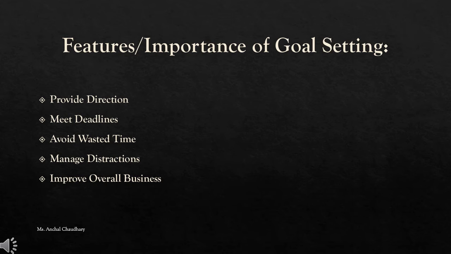With a set number of specific goals, employees will always have a task that can be done to work towards accomplishing the goals. So this will avoid the times when employees are left wondering what they have to do next, what should be done next. This is how wasted time can be avoided. Next is manage distractions.